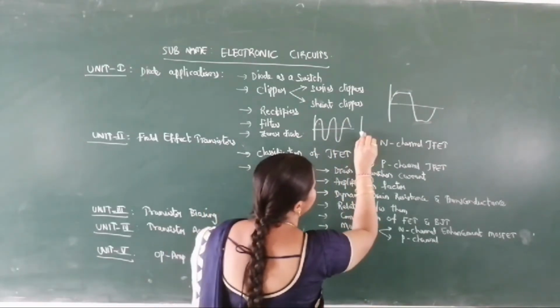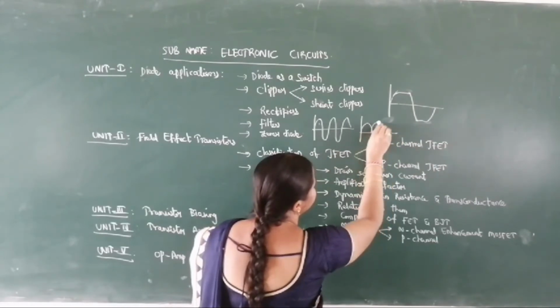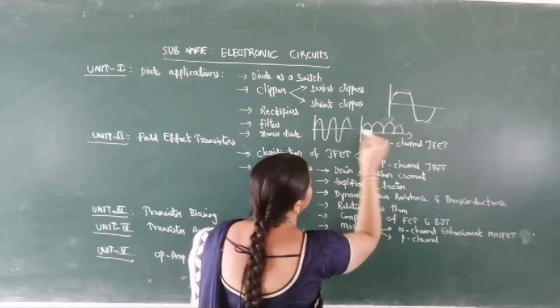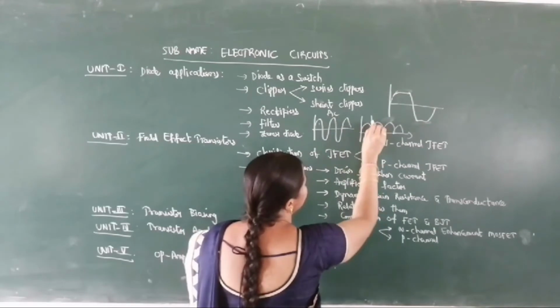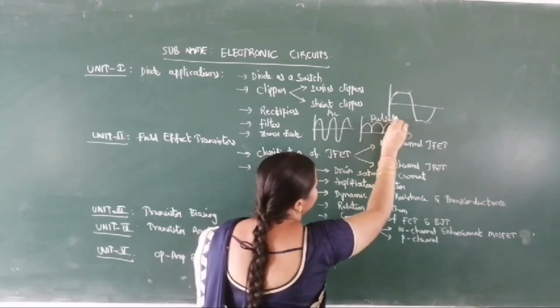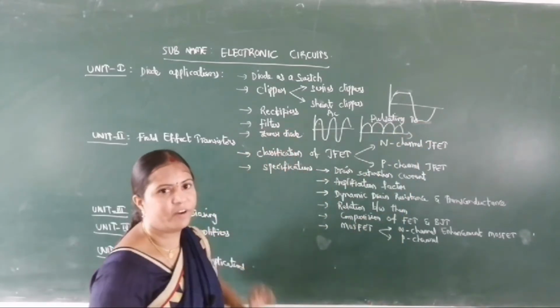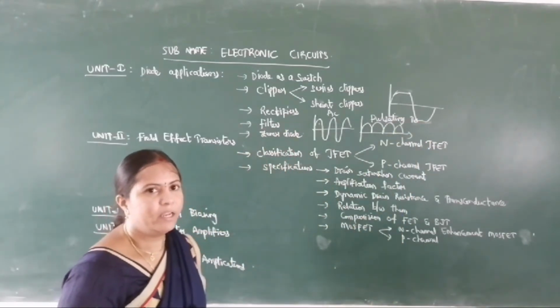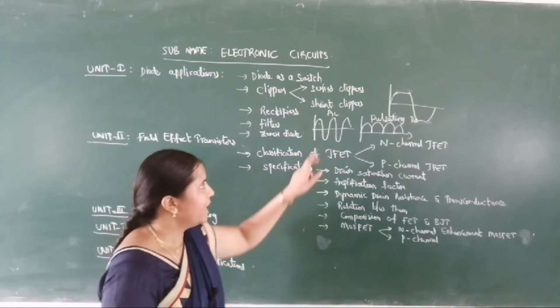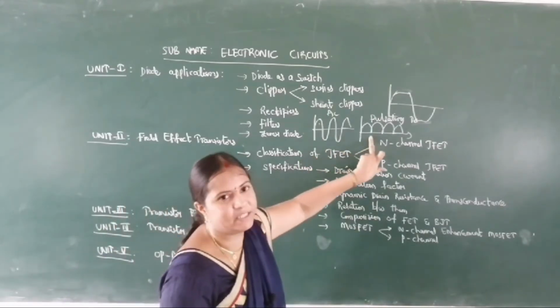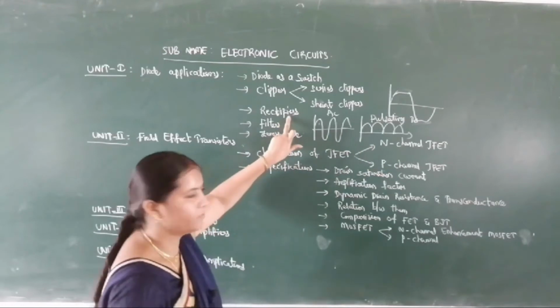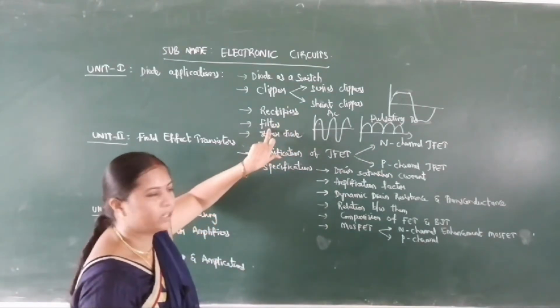Pulsating DC means it is like this. It is used to convert like this. This is the AC waveform and this is pulsating DC. So this is the definition of rectifier. A rectifier is nothing but a device used to convert an AC signal into a pulsating DC signal. So these are rectifiers. Next, filters.